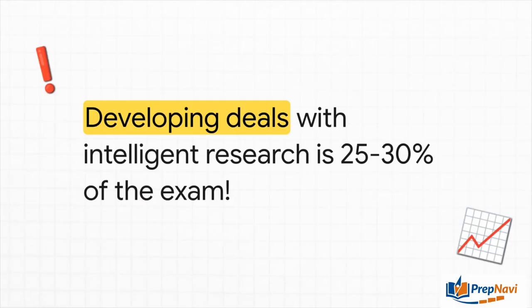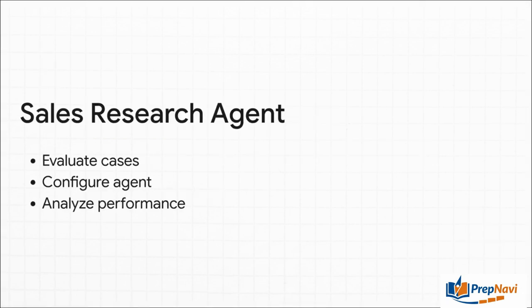Just as a quick reminder of what we saw a few minutes ago, developing deals using intelligent opportunity research accounts for a massive 25 to 30% of your exam. This is where you really need to double down on your study efforts. You have to know how to coordinate opportunity management with that sales close agent we were just talking about. And part of that massive 30% chunk involves gathering intelligence on sales deals.